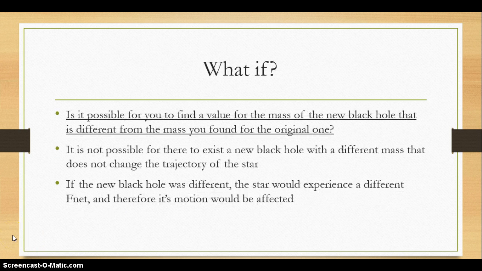To answer the what if question, is it possible for you to find a value for the mass of the new black hole that is different from the mass you found for the original one? And the answer is that it is not possible for there to exist a new black hole with a different mass that does not change the trajectory of the star. If the new black hole was different, the star would experience a different F net, and therefore its motion would be affected.